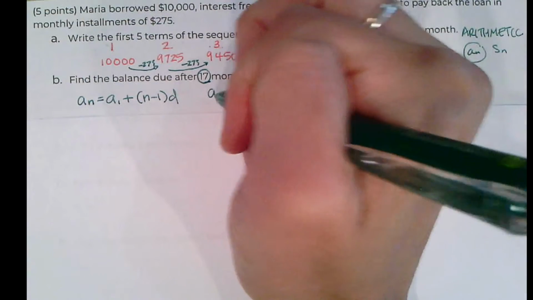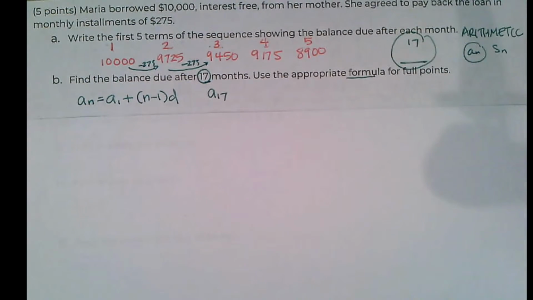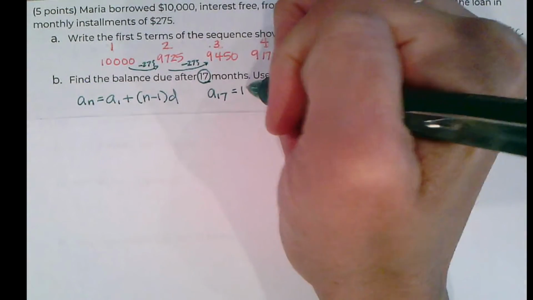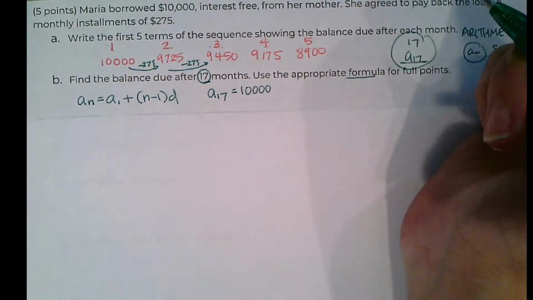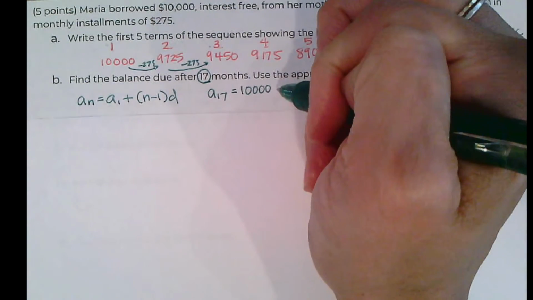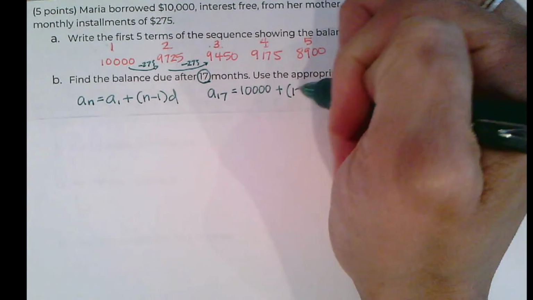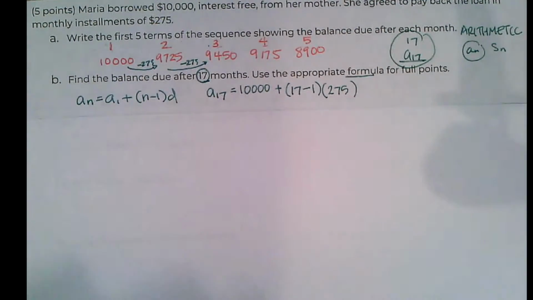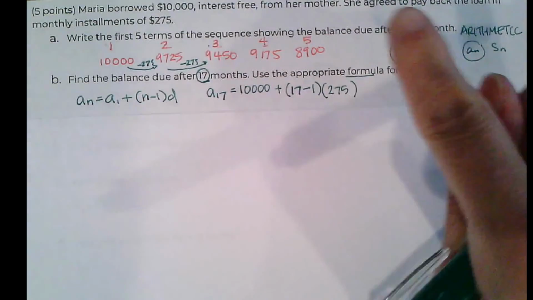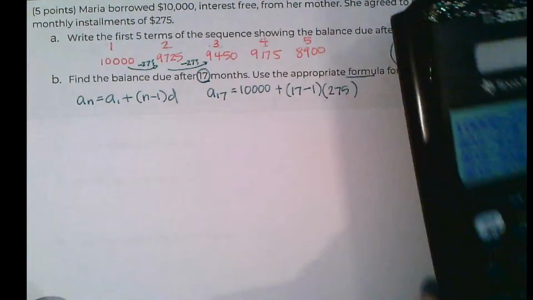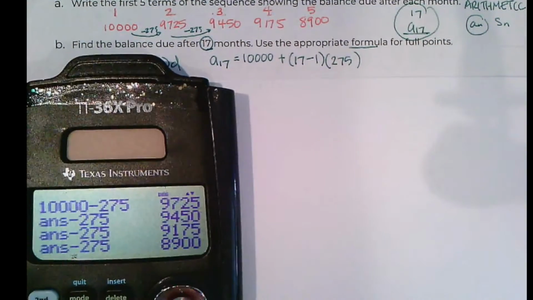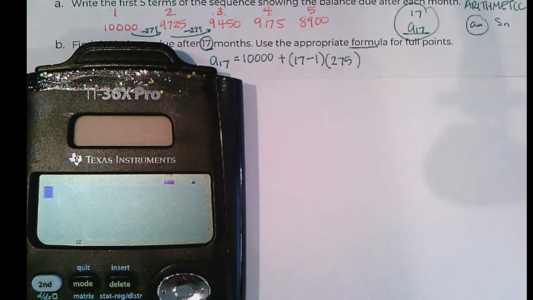I'm looking for A17 because I want to know what's happening at the 17th month, right? That's this. The first month is probably 10,000 unless you use 9,725, plus my N of 17 minus 1 times 275. And remember, you can figure out the actual value by just continuing to do this pattern. But you're going to get full points for doing this in the calculator, and it still allows you to check if you did it the other way.